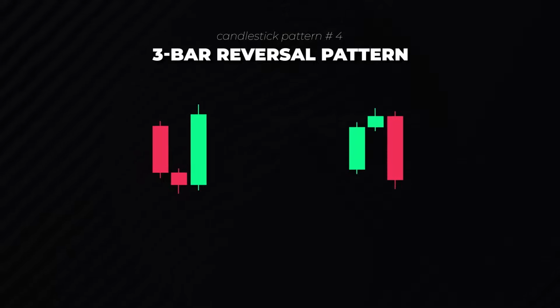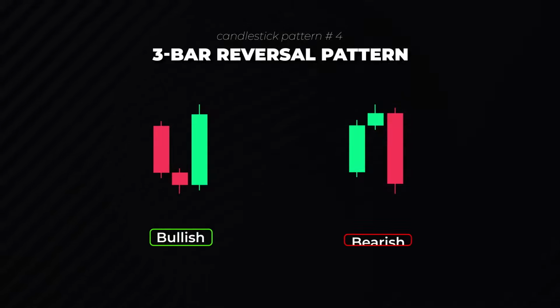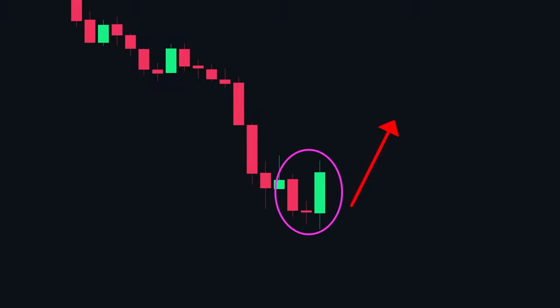There are 2 types of 3-bar reversal patterns. The bullish 3-bar reversal, where the first 2 candles are red and the third is green, and the bearish 3-bar reversal, where the first 2 candles are green and the third is red. As the name suggests, whenever you see this type of pattern on a chart, it signals a possible reversal of the existing trend. For example, during a downtrend, if you see a bullish 3-bar reversal pattern forming, it signals that the trend might reverse upward.